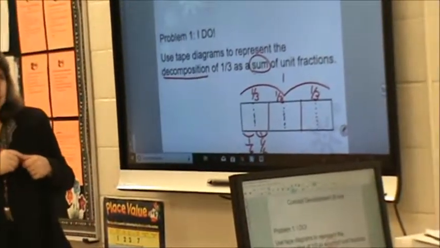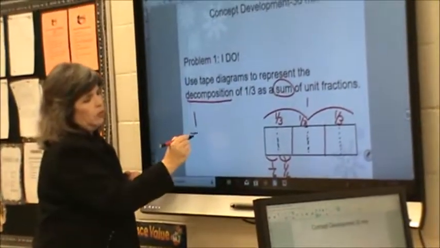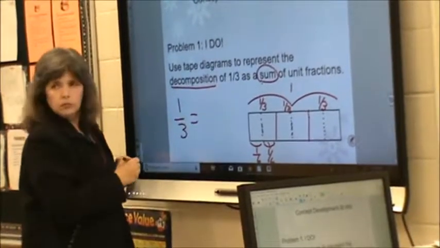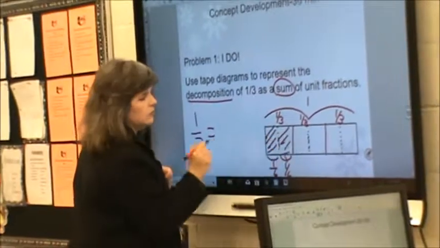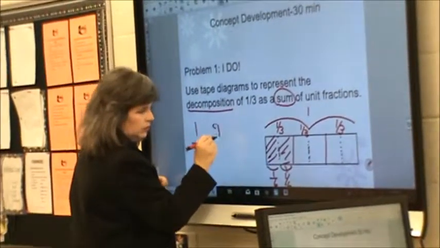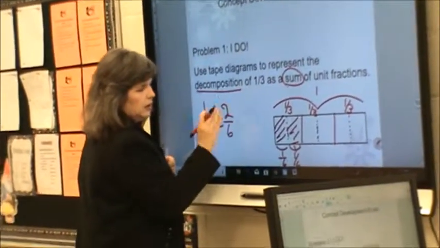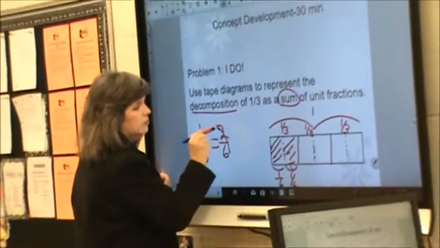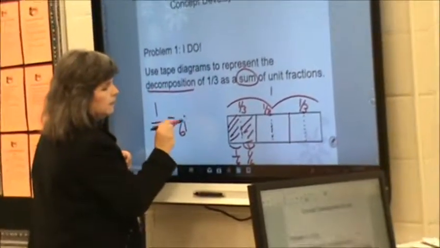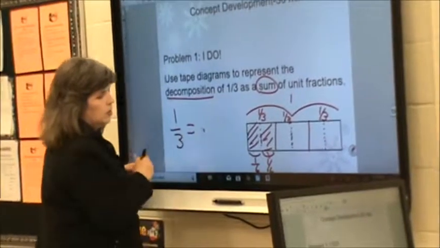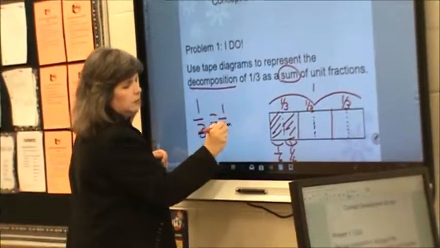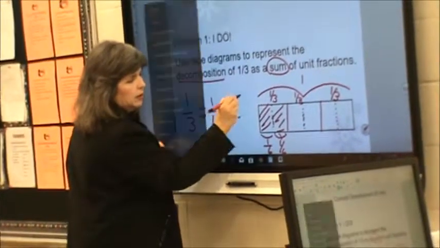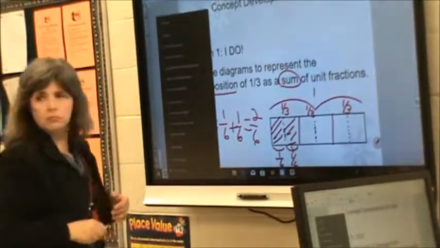Now, 1/3 is going to equal this 6 and this 6. So this is going to equal 2/6. Now how we came about this, let's see. Since we're decomposing, we took 1/3 equals 1/6 plus 1/6 equals 2/6. Agree?